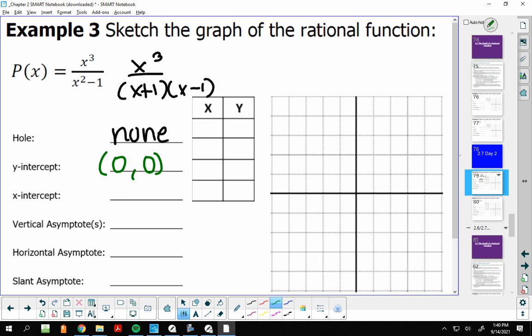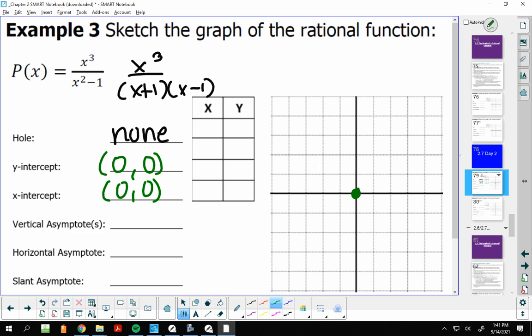Now that also happens to be the x-intercept, which is why on your homework yesterday it just said intercept, because it was the x and the y-intercept. If your y-intercept is (0, 0), then that's also the x-intercept because that's where it hits the y-axis and the x-axis.